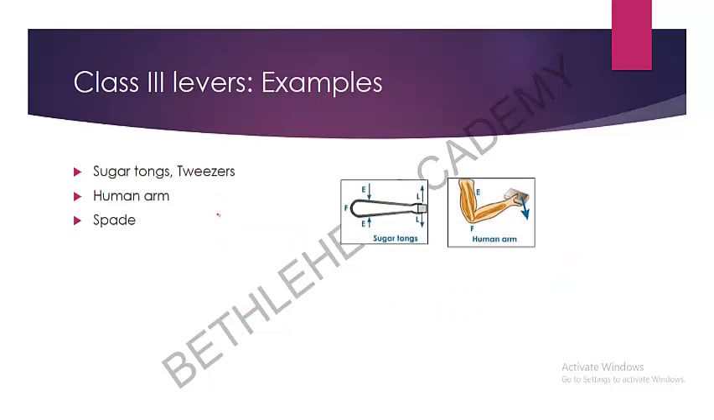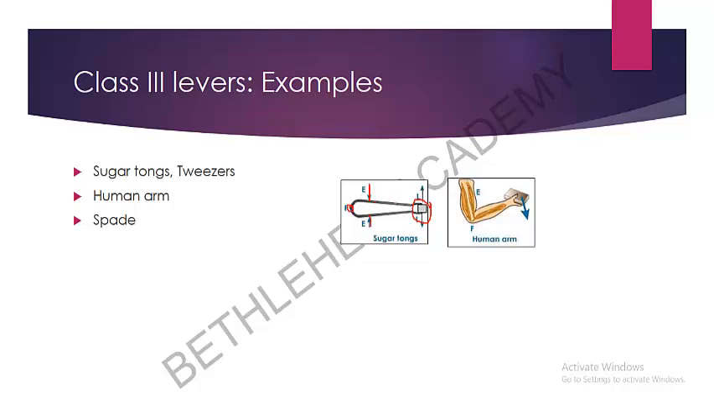What are the examples of class 3 levers? The examples of class 3 levers are sugar tongs and tweezers. This is a sugar tong. If we take a sugar tong, this is where we are lifting the load, that is the load is here, and then we are applying effort here. So the effort is in the middle, and then the fulcrum is at this end. Since the effort is in the middle, this is called a class 3 lever.